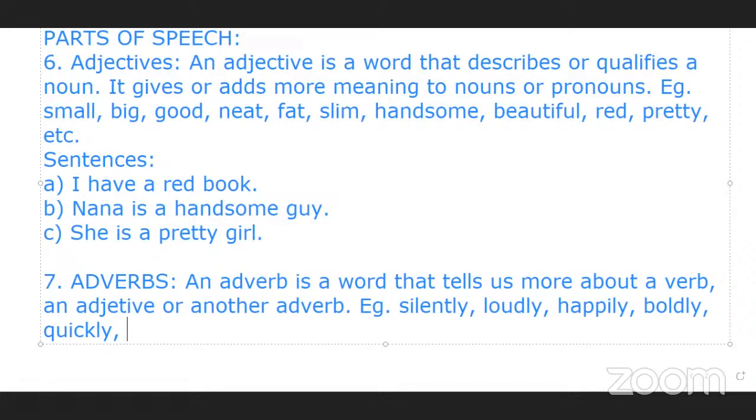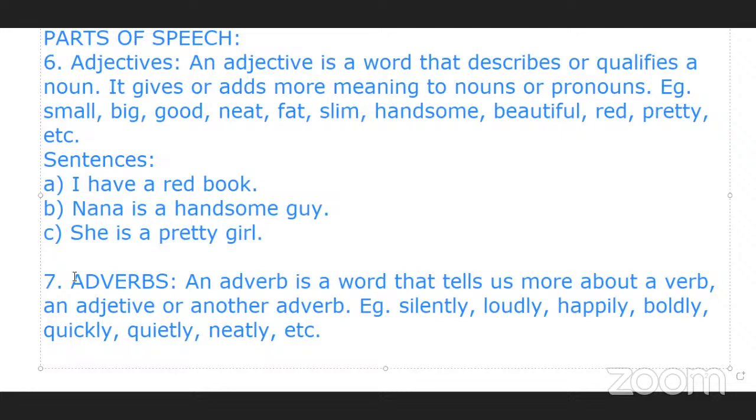So quickly, quietly, boldly, etc. What did you say? Neatly, right? I said boldly. Yes, I've written boldly. Okay.